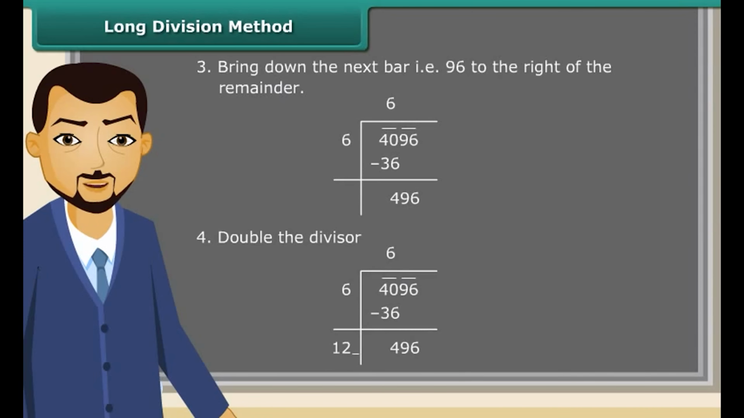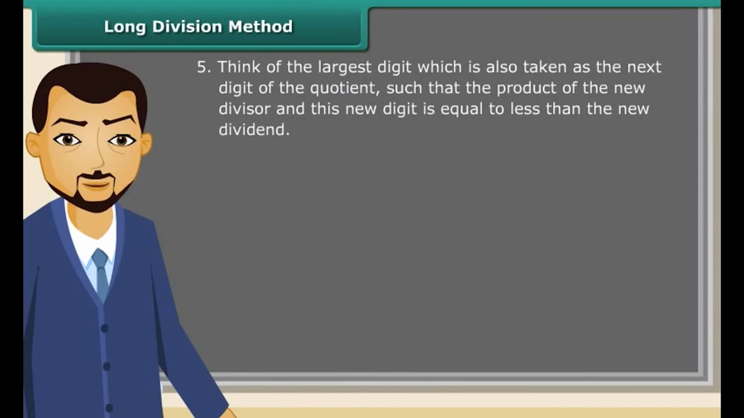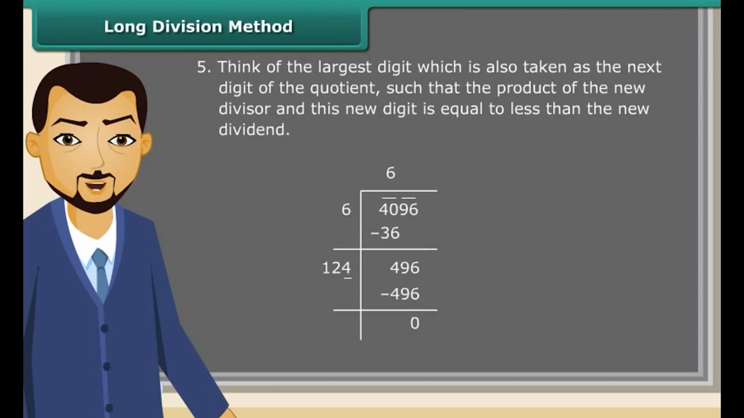Now double the divisor. Next, think of the largest digit which is also taken as the next digit of the quotient, such that the product of the new divisor and this new digit is equal to or less than the new dividend. Here we have 124 multiplied by 4 equal to 496. Since the remainder is 0, the square root of 4096 is 64.